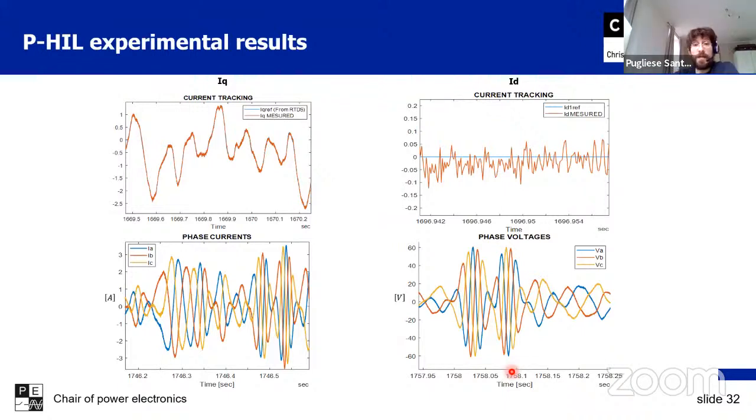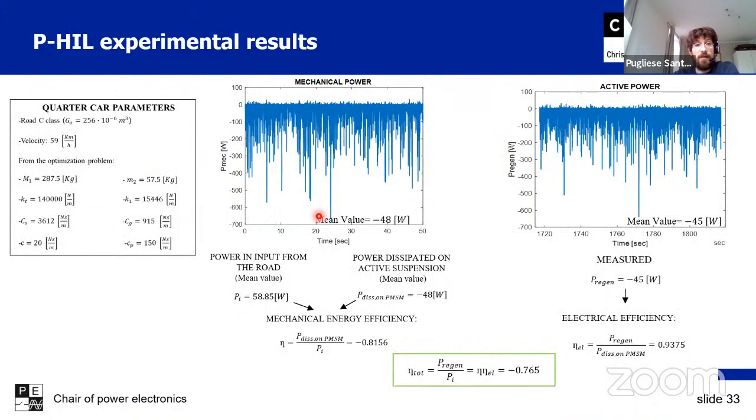Here are shown some experimental results. Here are shown the dq currents and some phase currents and phase voltages, which are requested by the motor and controlled by the converter, in the case of a quarter car with these sky and ground parameters, which are optimized in order to have good road holding, good comfort, but also to be in regeneration mode.